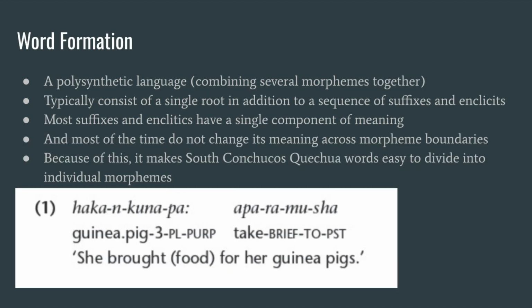As we look at the word formation of the South Conchucos language, it is a polysynthetic language, which means we can combine several morphemes together. They typically consist of a single root in addition to a sequence of suffixes and inclitics. Most suffixes and inclitics have a single component of meaning, and most of the time do not change meaning across morpheme boundaries. Because of this, it makes South Conchucos Quechua words easy to divide into individual morphemes. As we can see in this little box, she brought food for her guinea pigs, and we can see that haka and kunapa is guinea pig, and then apa ramusha, which is take, but we can translate that to English as brought food.